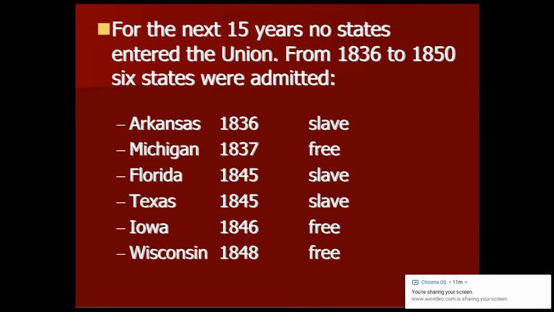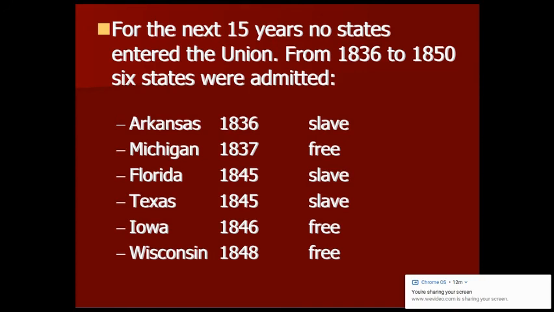So for the Missouri Compromise, it worked for a bit. So for the next 15 years were easy because no state entered the Union. But after that, the balance was relatively easy to preserve because Arkansas came in 1836 as a slave state, and shortly thereafter, Michigan comes in as a free state. Florida and Texas come in in 1845 as slave states, followed shortly thereafter by Iowa and Wisconsin as free states.